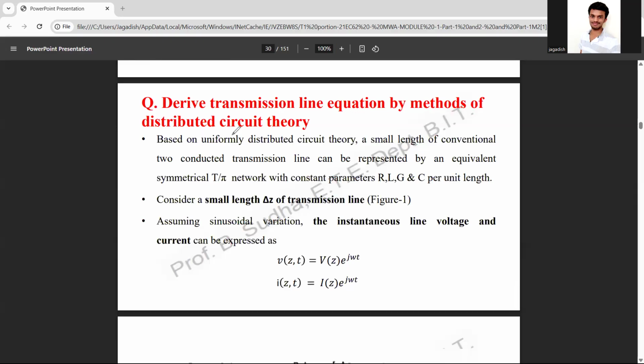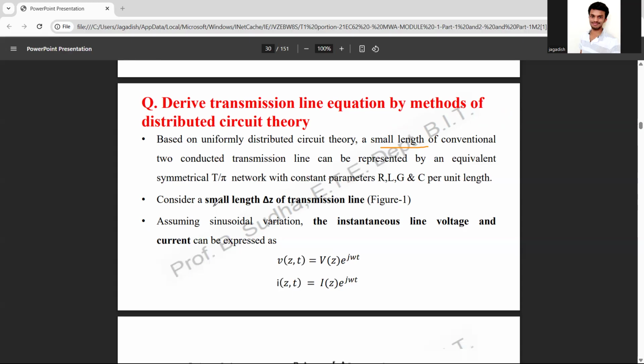First theory. Based on the uniformly distributed circuit theory, a small length of a conventional two-conductor transmission line can be represented by an equivalent symmetrical T or pi network with constant parameters R, L, G, and C per unit length. Very important theory that you are supposed to write. What is R? R is resistance, L is inductance, G is conductance, and C is capacitance per unit length.